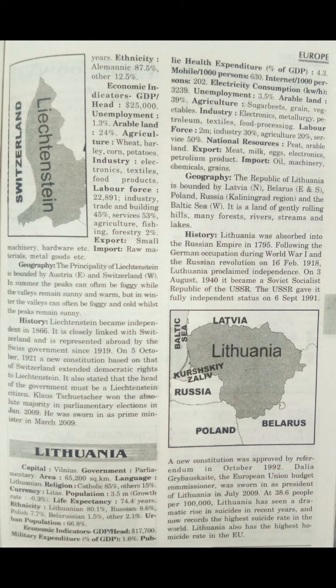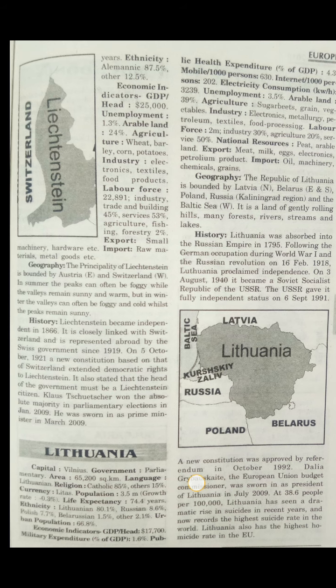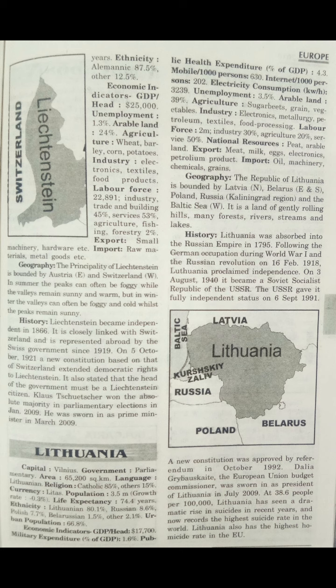Next country is Lithuania. Capital is Vilnius. Government parliamentary. Area 65,200 square kilometer. Language Lithuanian. Religion Catholic 85%, others 15%. Currency litas. Population 3.5 million, growth rate 0.3%. Life expectancy is 74.4 years, ethnicity Lithuanian 80.1%, Russian 8.6%, Polish 7.7%, Belarusian 1.5%, others 2.1%, urban population 66.8%.